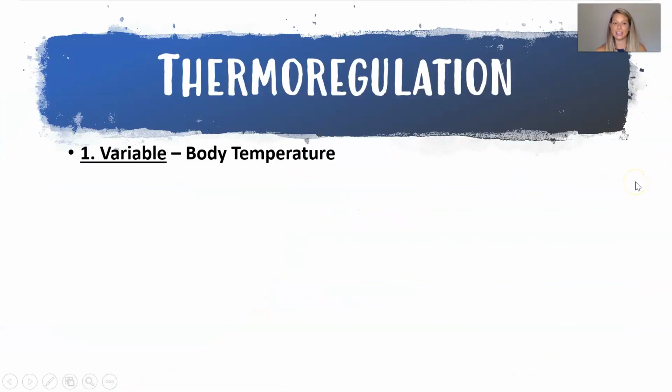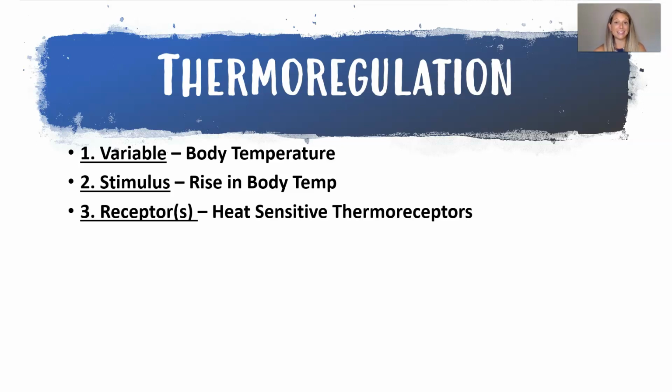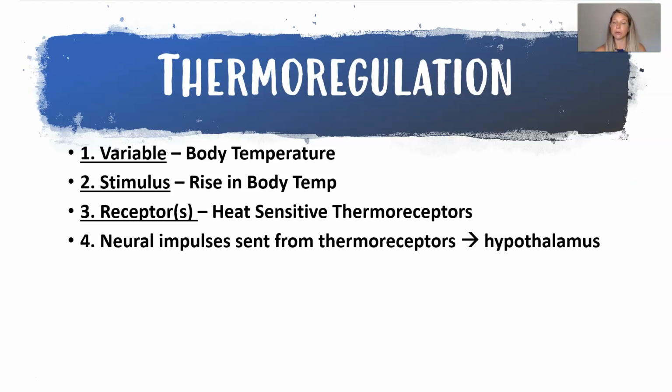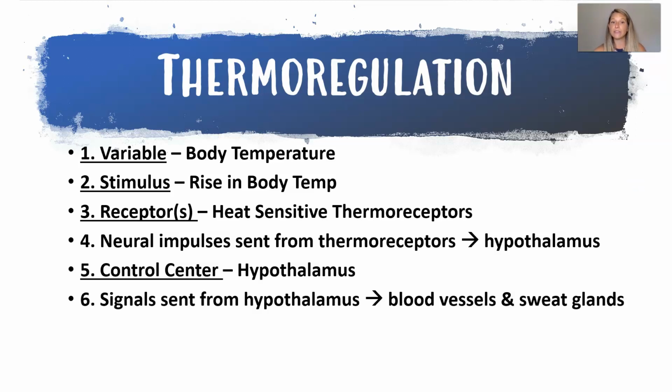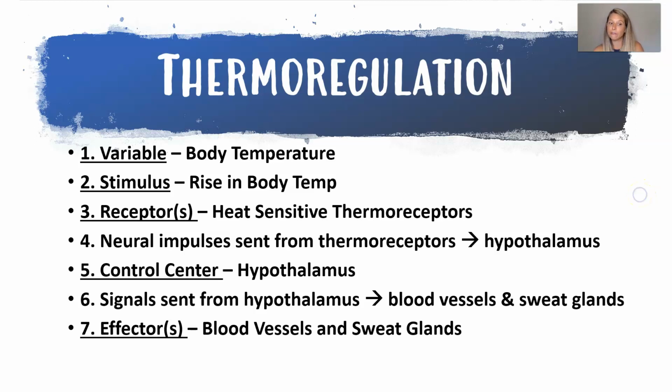Okay, so here are the answers. The variable that you're trying to maintain in thermoregulation is body temperature. The original stimulus in this case was a rise in body temperature. The receptor that sensed the change were those heat-sensitive thermoreceptors. And then the afferent information or input information were those neural impulses sent from the thermoreceptors to the hypothalamus, which means the hypothalamus is our control center. Then we have the output information or efferent information, which are those signals that were sent from the hypothalamus to the blood vessels and the sweat glands, which means the blood vessels and the sweat glands are our effectors.